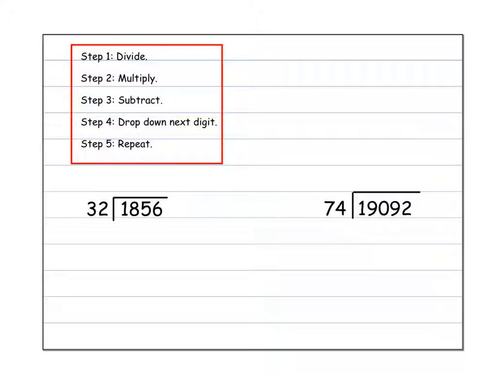All right, so here's the steps that you need to write down in your notebook whenever we are dividing. The first step is to divide. Step 2 is multiply. Step 3, subtract. Step 4, drop down the next digit. Step 5, repeat. All right. If you feel comfortable, if you're ready, stop or pause. Try these 2 on your own, and then come back and check your answers. Otherwise, we're going to go through them here.